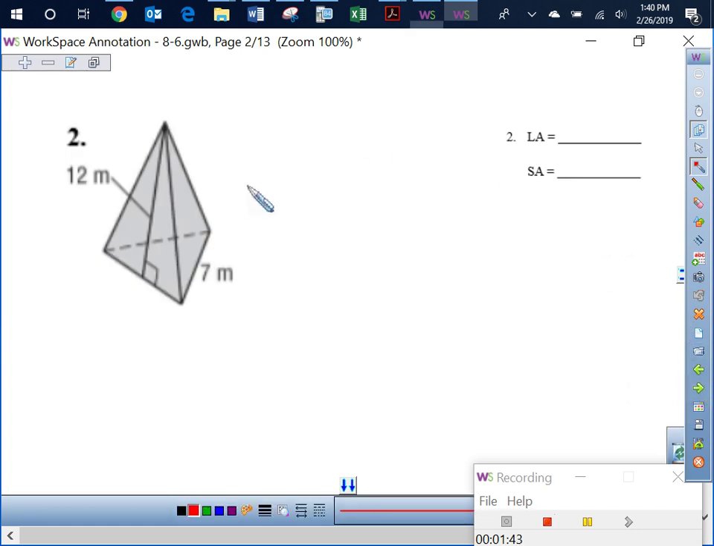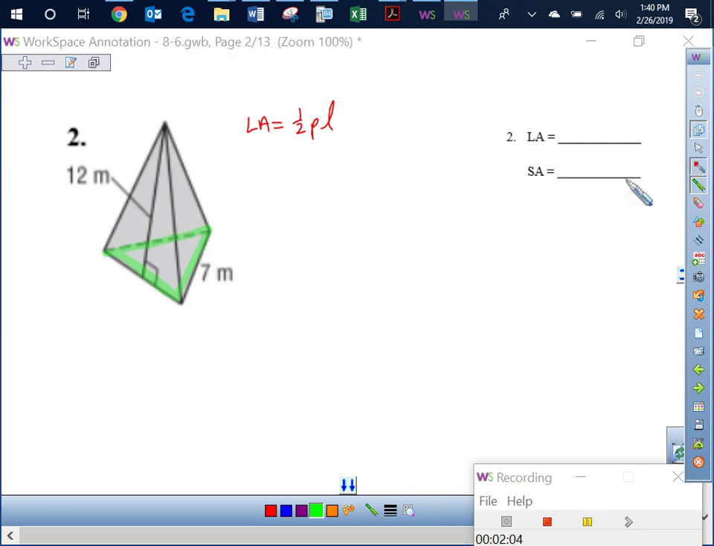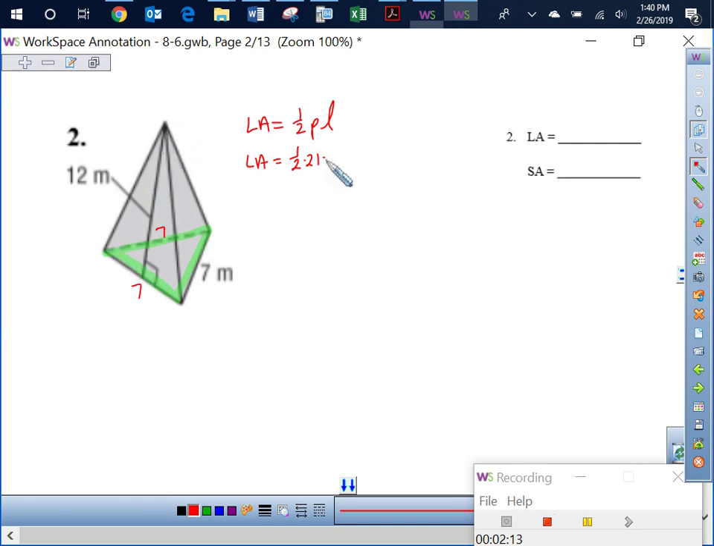So still a pyramid. They want the lateral area and the surface area, so 1/2 perimeter of the base times the slant height. The base, remember they said they're regular, right? So this base down here, it is kind of hard for people to see that this is the base, it's the triangle. Well, remember it's 7, 7, 7 because it's regular. So the perimeter of the base, nice, 21. And the slant height, they give me that. This goes from the vertex to the midpoint of a base edge, so that's 12.